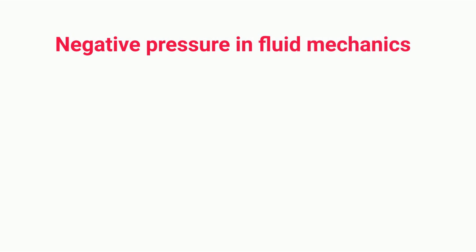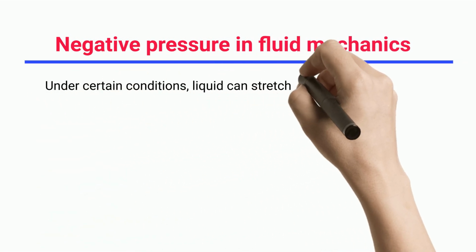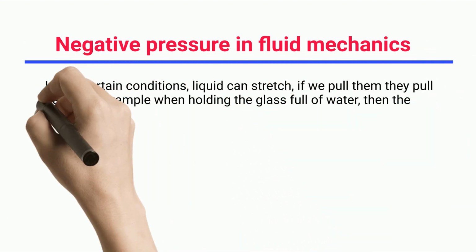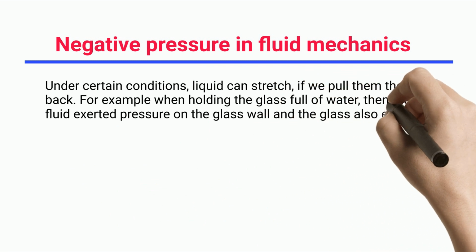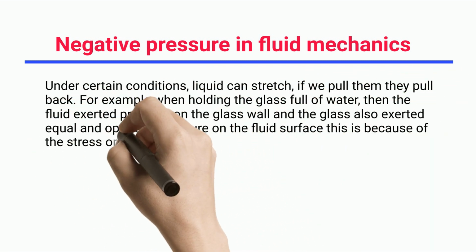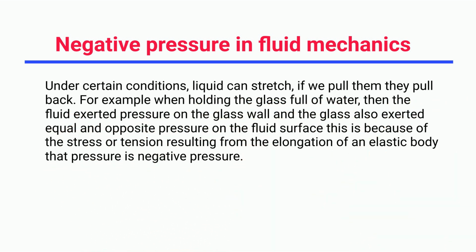Negative pressure in fluid mechanics. Under certain conditions, liquid can stretch. If we pull them, they pull back. For example, when holding a glass full of water, the fluid exerts pressure on the glass wall and the glass also exerts equal and opposite pressure on the fluid surface. This is because of the stress or tension resulting from the elongation of an elastic body. That pressure is negative pressure.